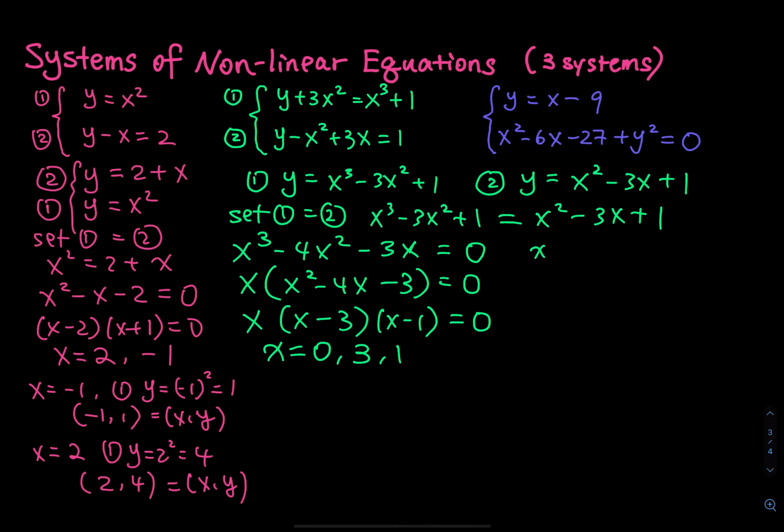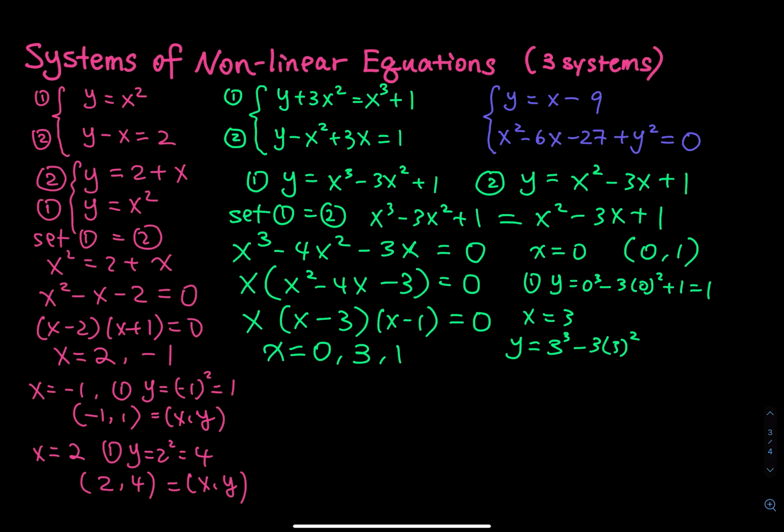So when x equals 0, what do we have? Let's use the first equation. So the first equation, we have y equals 0 to the third minus 3 times 0 squared plus 1. So we have a 1. When x equals 0, y equals 1. And then when x equals 3, we have y equals 3 to the third power minus 3 times 3 squared.